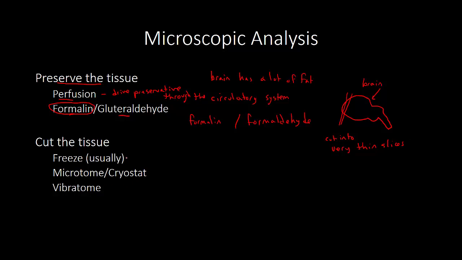So usually what we do is we'll freeze the tissue. That makes it nice and firm, and it makes it so the microtome can cut. A microtome is an instrument that cuts the brain into thin sections. Okay, so we're going to get very thin sections, so thin that light passes through them easily. Don't worry about these other two for right now.